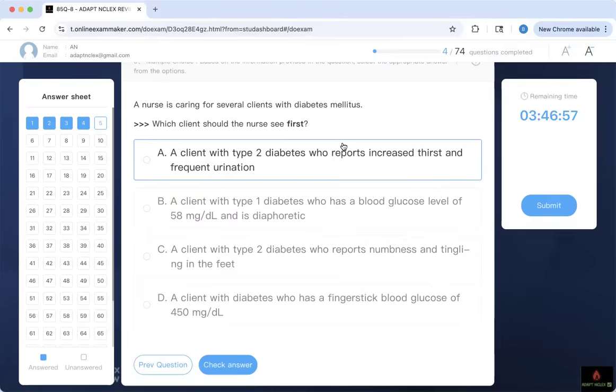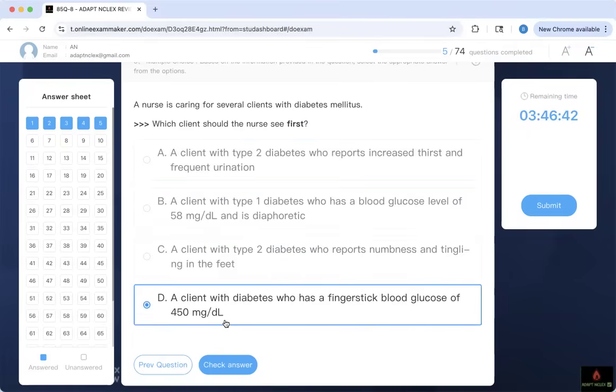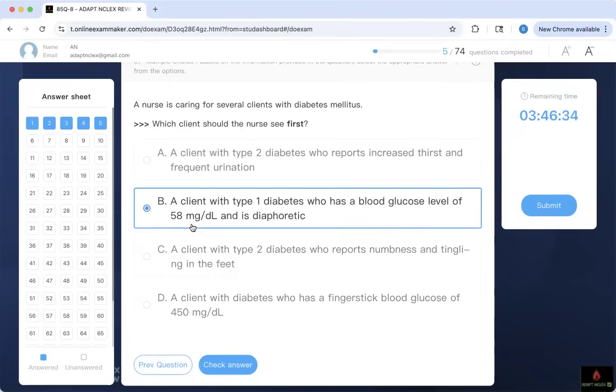I can tell you the answer for number 5 is B, because the patient is symptomatic. Type 1 diabetes, your glucose is low and you have symptoms. Which one is the trap? D. Both of them have diabetes, but one sugar is 450 and the other one is 58. Treat not the number, but the symptoms. 450 has no symptoms. 58 is hypoglycemia. 450 is hyperglycemia.